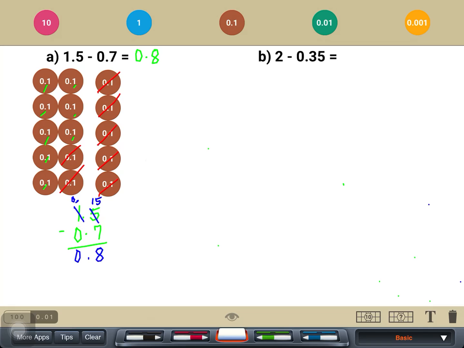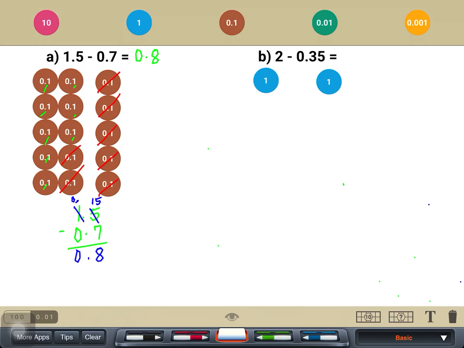For letter B, I have to remove 35 hundredths from 2 ones. So let me show you 2 ones first. 1, 2. And I have to remove 35 hundredths here, but I cannot see any hundredths nor tenths in my place values right here. So again, we can regroup.